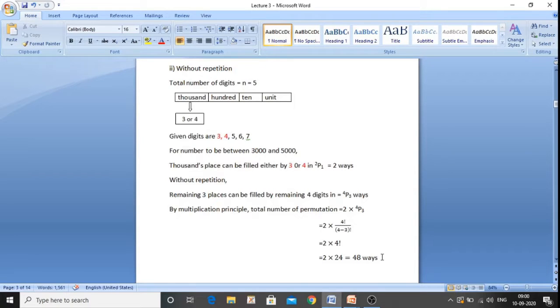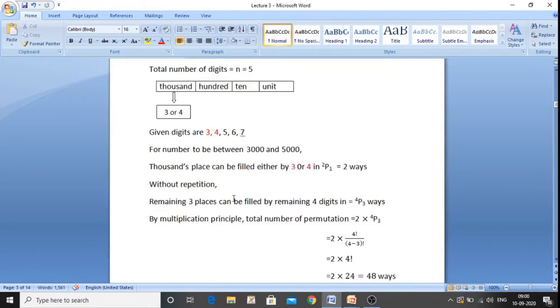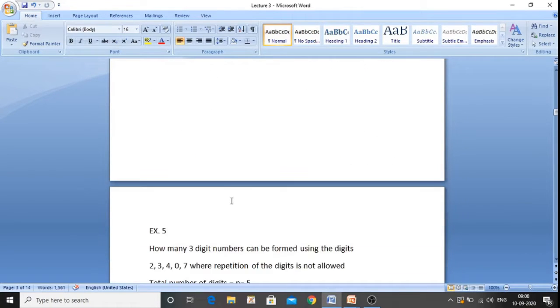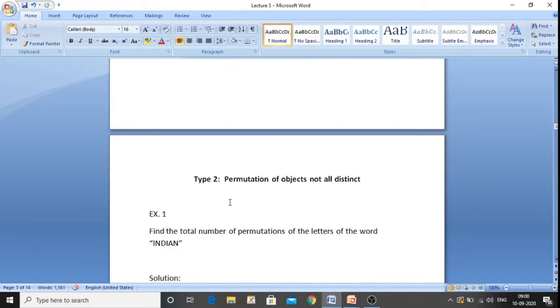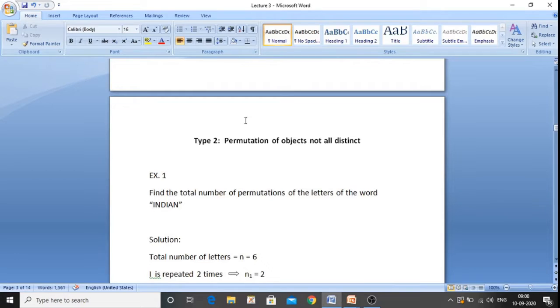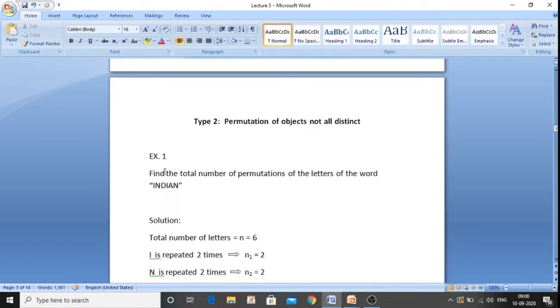So this is how we are going to use all these principles. Now let us see the next type of problems, that is permutation of objects not all distinct. Here we are using the formula n factorial upon n1 factorial into n2 factorial up to nk factorial. See the first example. Find the total number of permutations of the letters of the word Indian.